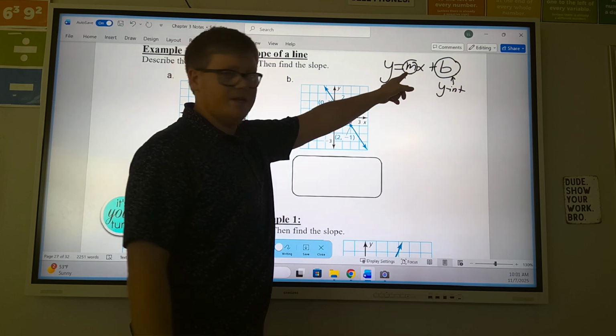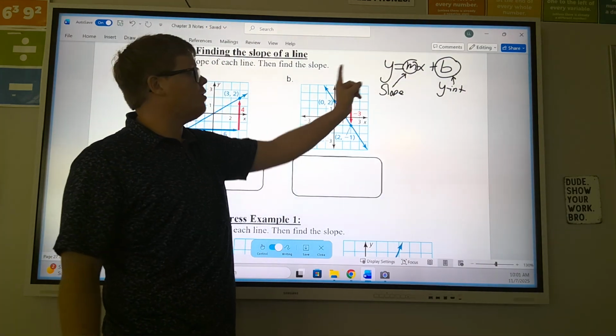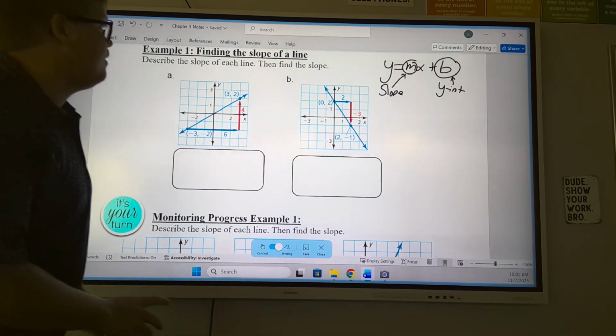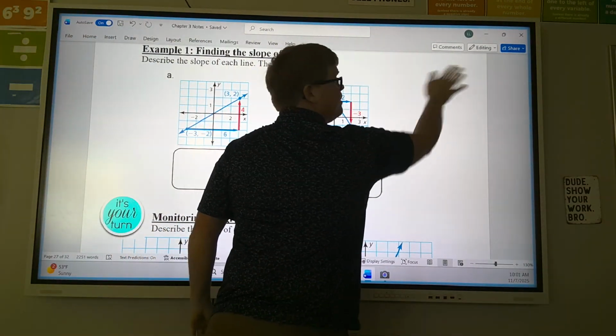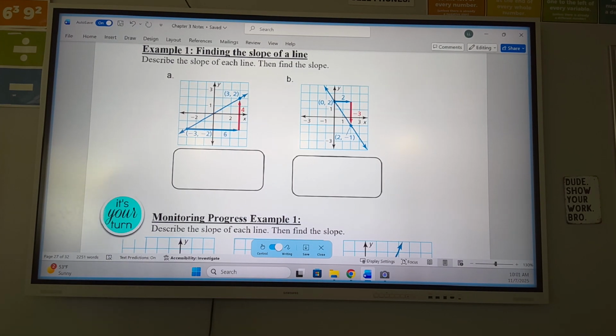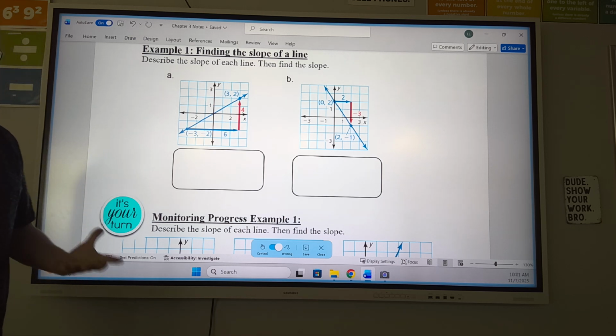And slope is m. It's not the x. Whatever we find for slope we put in for m, and we leave the x there. So that being said, there's a couple ways that you can find slope. The first way is pretty simple, but unfortunately this is only given to us in a few situations.